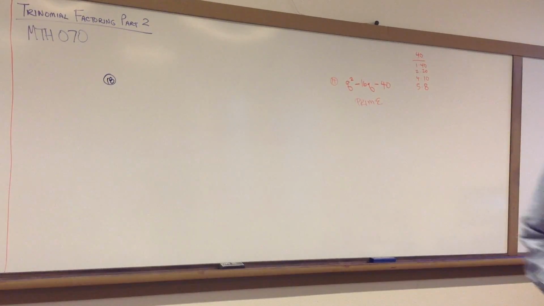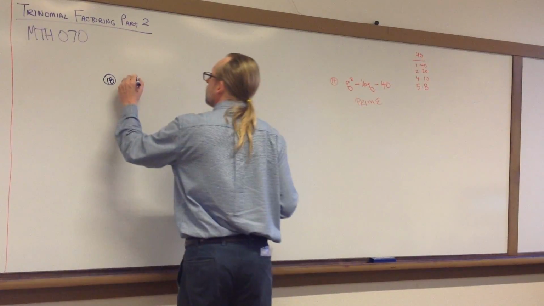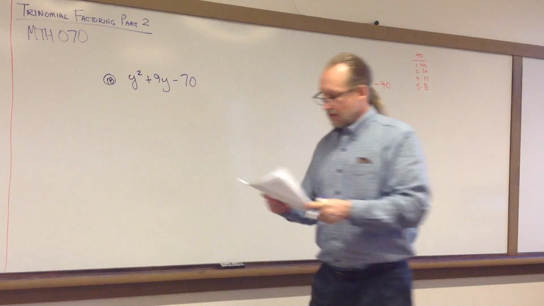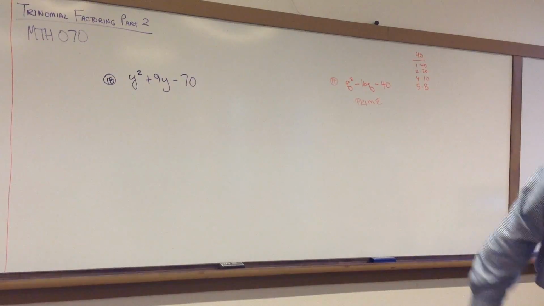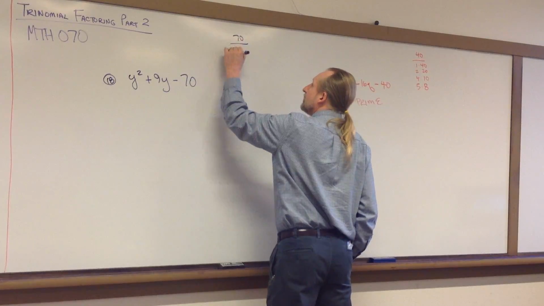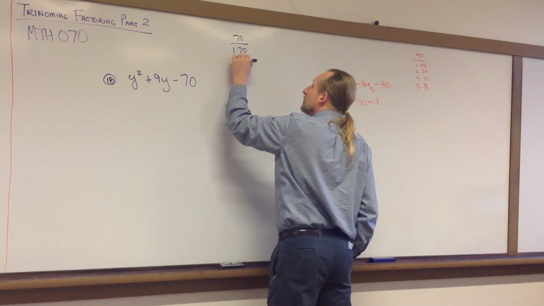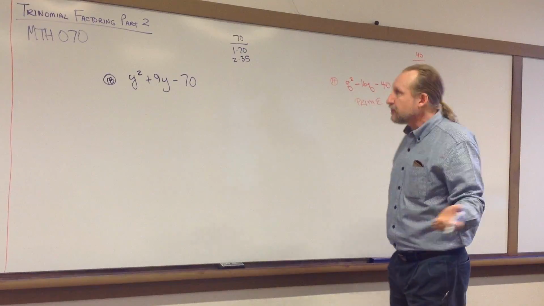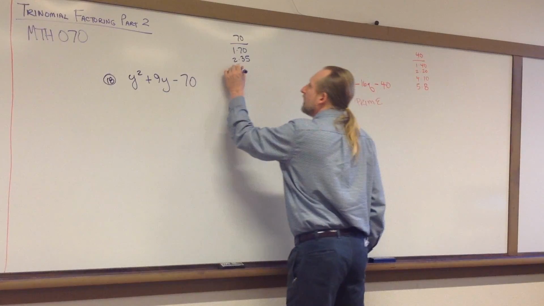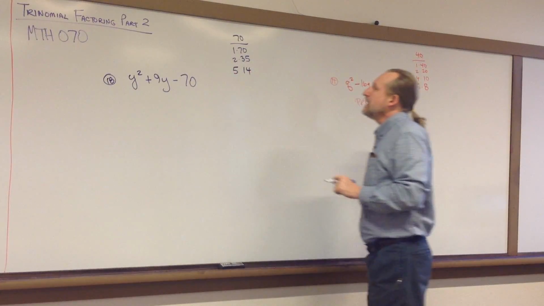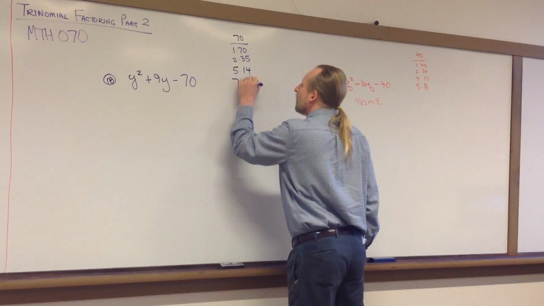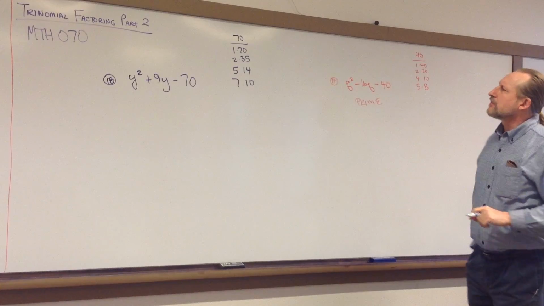So in problem 18, we've got y squared plus 9y minus 7[0]. Okay, so what are the factor pairs for 70? You could have 1 times 70, 2 times 35. Divide by 3, divide by 4, you don't get whole numbers. Divide by 5, it's 5 times 14. And let's see, 7 times 10. But I think that's all of them, okay?